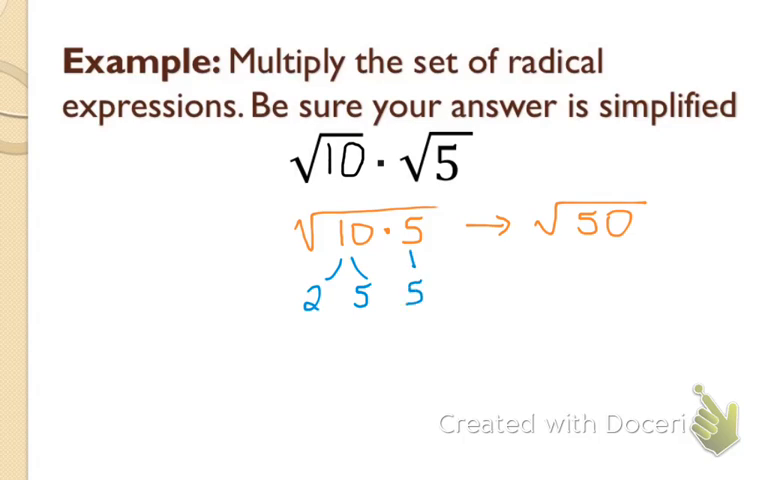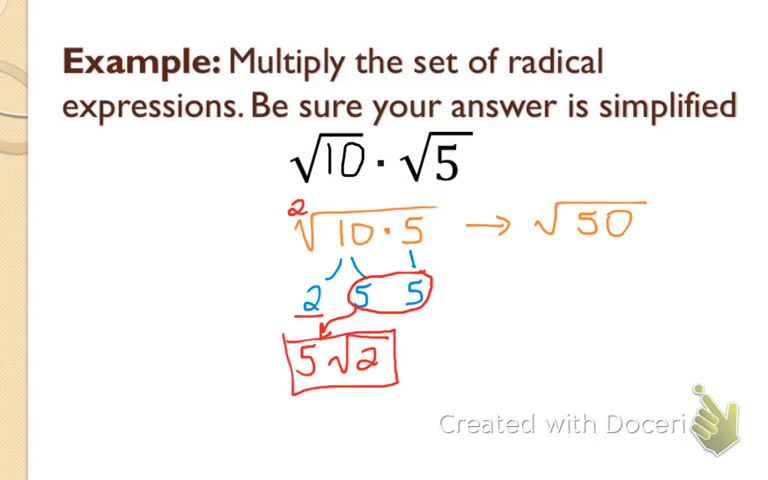Since we're dealing with the square root, we can put them in pairs. So because we used the product property of square roots, we have a pair of 5s. Remember, anything that did not get paired goes inside the radical. This pair, I'm going to write the value of it only once, and we found our answer, 5 square root of 2.